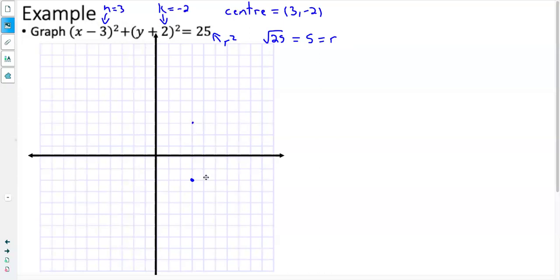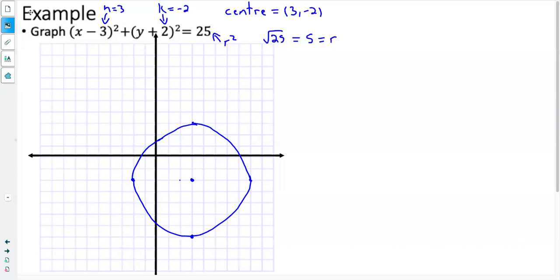So I'd mark 5 above, 5 to the right, 5 below, 5 to the left, and then roughly draw in our circle. So this is roughly the circle described by this equation.